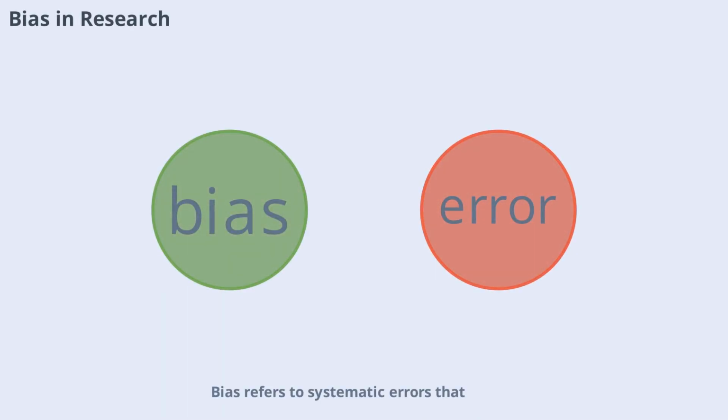Bias refers to systematic errors that can affect the validity of research findings. In educational psychology, bias can arise from sampling, measurement, or researcher expectations. Researchers use strategies such as random assignment, blinding, and standardized procedures to minimize bias. Recognizing and addressing bias is essential for producing credible and trustworthy research.